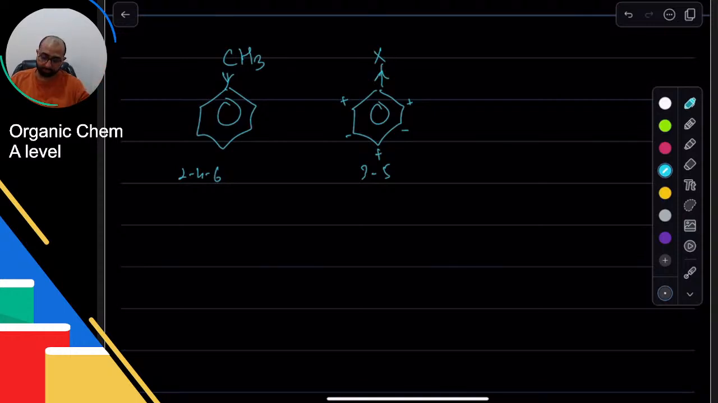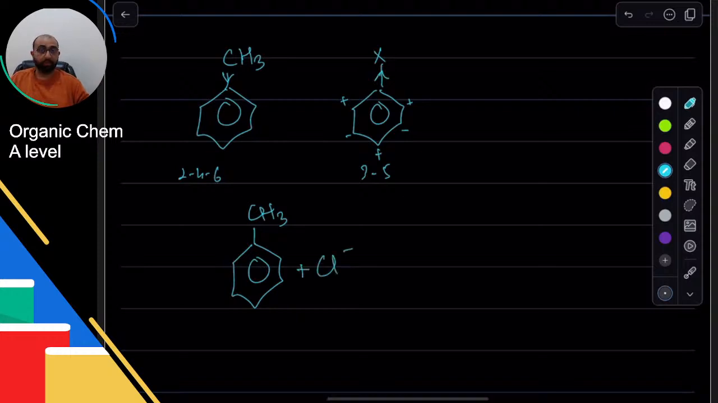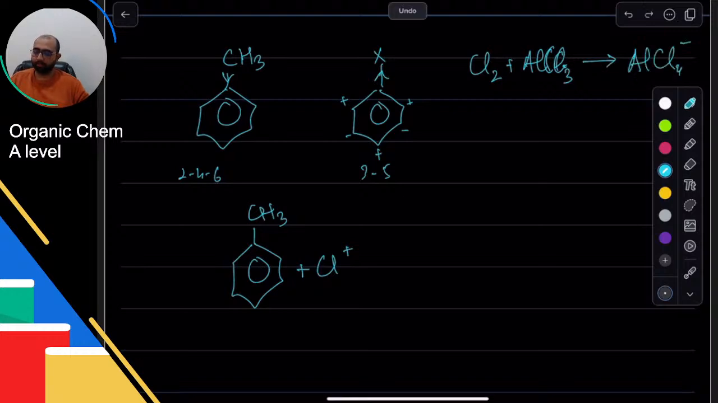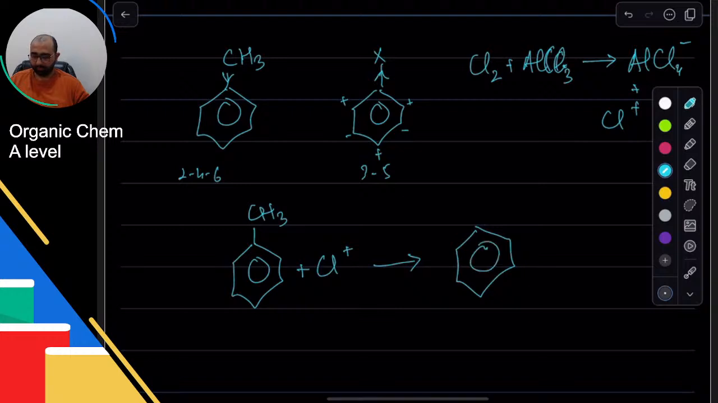So, for example, if I have this methyl group and I somehow get chlorine here, and the positive chlorine will come from the same chlorine plus AlCl3, which makes AlCl4 negative plus Cl plus, and that attacks this. That will give me CH3 with Cl here, or CH3 with Cl here. Why? Because CH3 is an activating group.